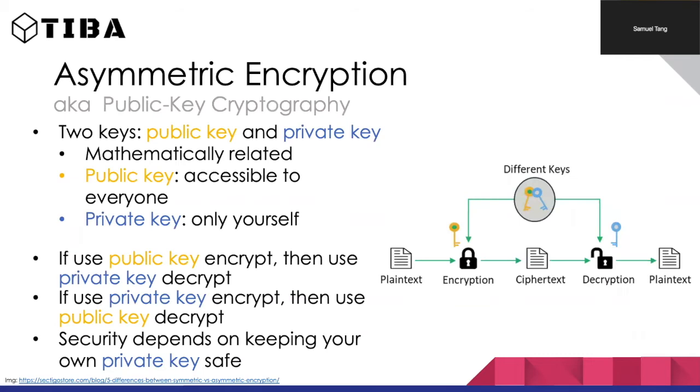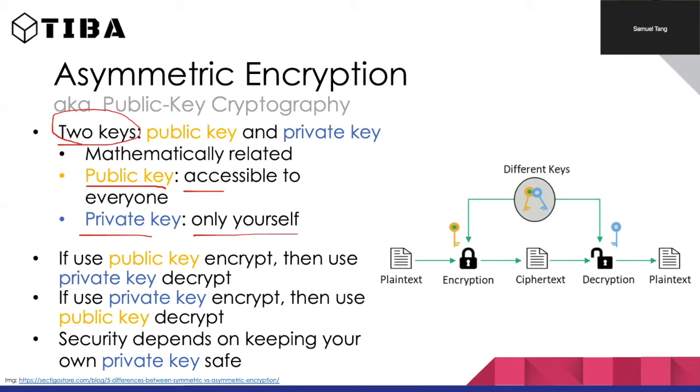So next, asymmetric encryption is another way to encrypt messages. In this case, there are two keys. So each person has two keys. One is called the public key, and one is called the private key. And these two keys are mathematically related to each other. It's actually that you use the private key to generate your public key, right? And then your public key is accessible to everyone. You can share it with anyone, but the private key, you keep to yourself.